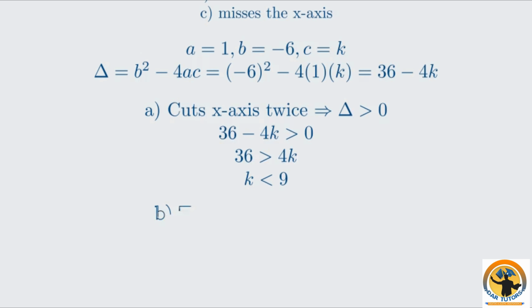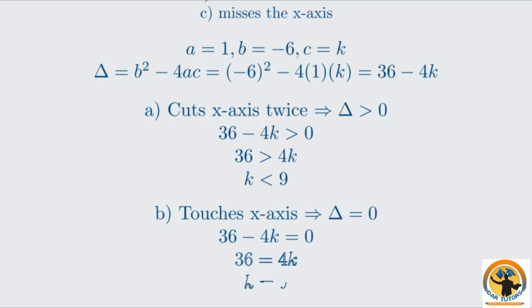Case B. To touch the x-axis, the discriminant must be equal to 0. So 36 minus 4k equals 0. Solving for k, we find that k equals 9. When k is exactly 9, the parabola will touch the x-axis at its vertex.